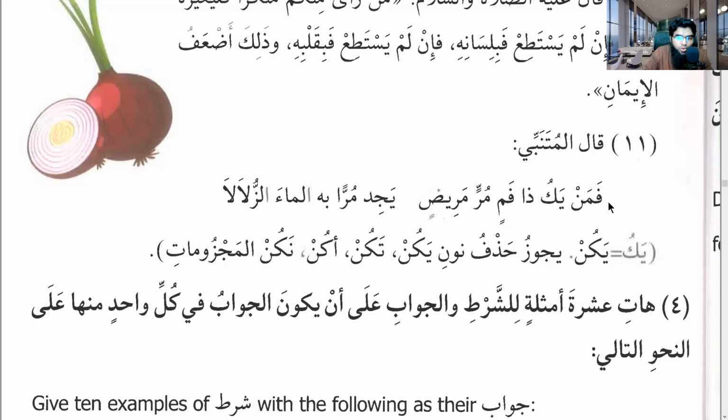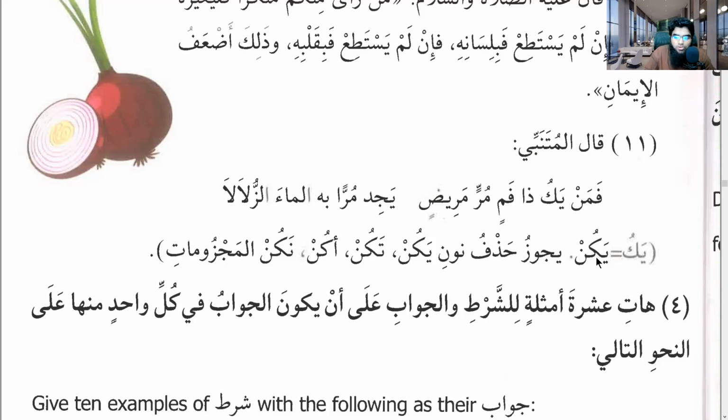Whoever has — yaku is yakun, and you can drop the noon also. He tells us that whoever has a mouth, dha famin, and this is the khabar of yaku, becoming dha. Whoever has dha famin murrin maridin, a diseased mouth — murr means poisonous, bitter — what will happen? Yajid murran, he will find bitter bihil ma'uz zulala, even the tastiest of water. Even the tastiest water, he will not find tasty. He will find it bitter.